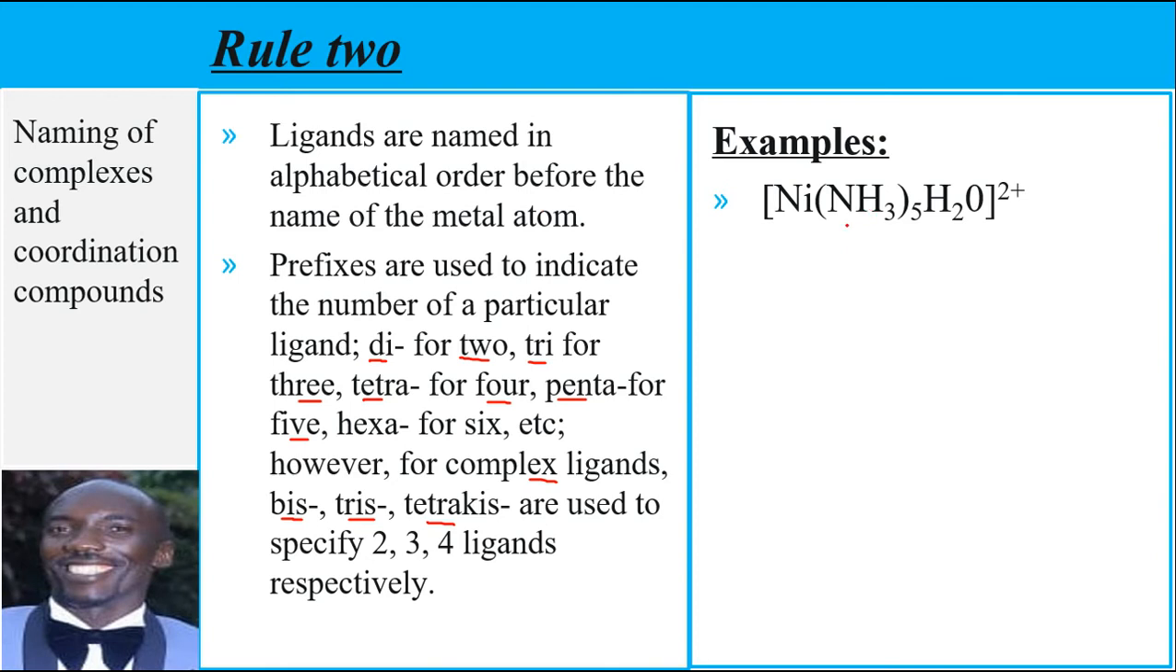In this case, we are having ammonia. We are also having water. But remember, this time they are used in the complex. And we say that once they are used in the complex, their names change. Ammonia, for example, changes from being ammonia to being called amine. And then water changes from being water, then we call it aqua.